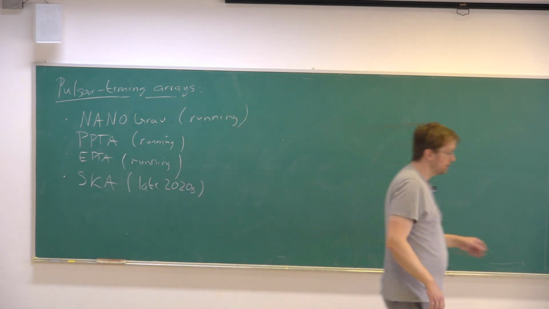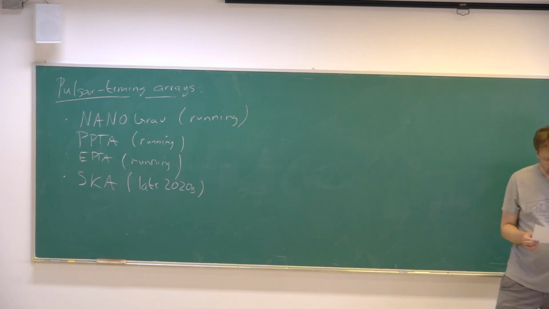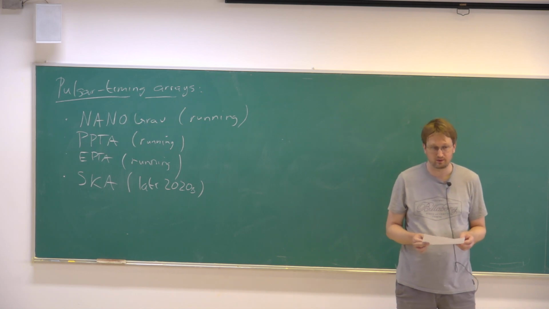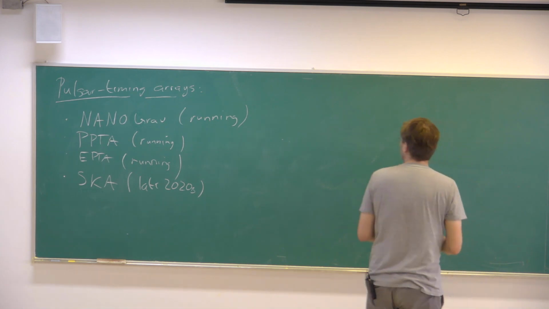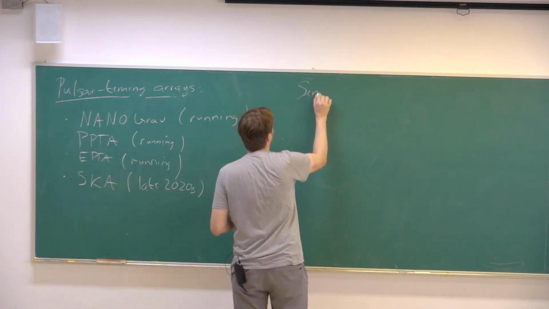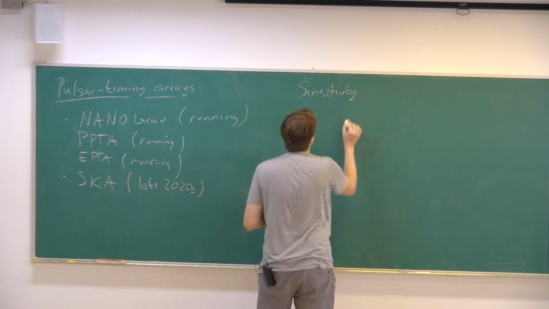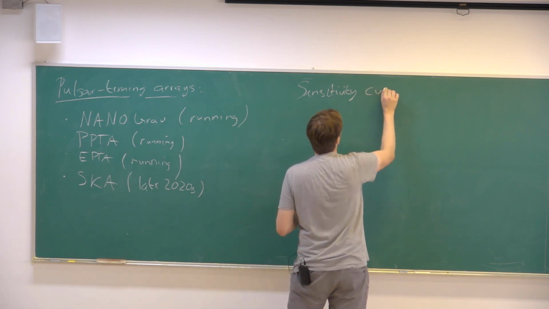Okay, so now that you know some experiments, now the question is how do we measure? I mean, how do we see if a gravitational wave signal is actually observable with these observatories? And for this, we need to talk about sensitivity curves.